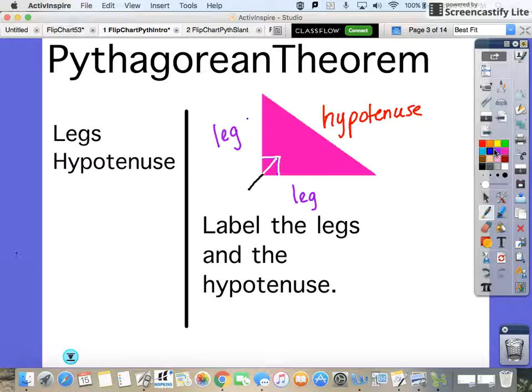There are three letters that we use for the Pythagorean theorem. They're A, B, and C. One leg is A, the other is B. The hypotenuse is always C. These two are interchangeable. Like this could be B and this one could be A, but the hypotenuse is always C.